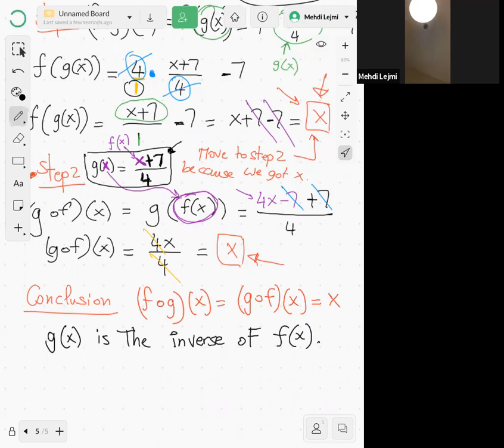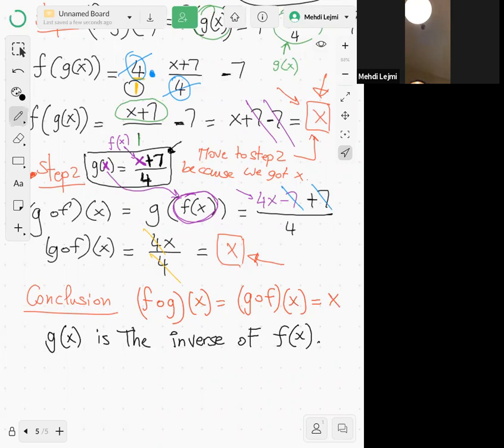So whenever you have to determine whether a function g is the inverse of f, there are two steps. You compute f of g. If it's x, you move to the next step where you compute g composed with f. But of course, if it's not equal to x, then g is not the inverse.